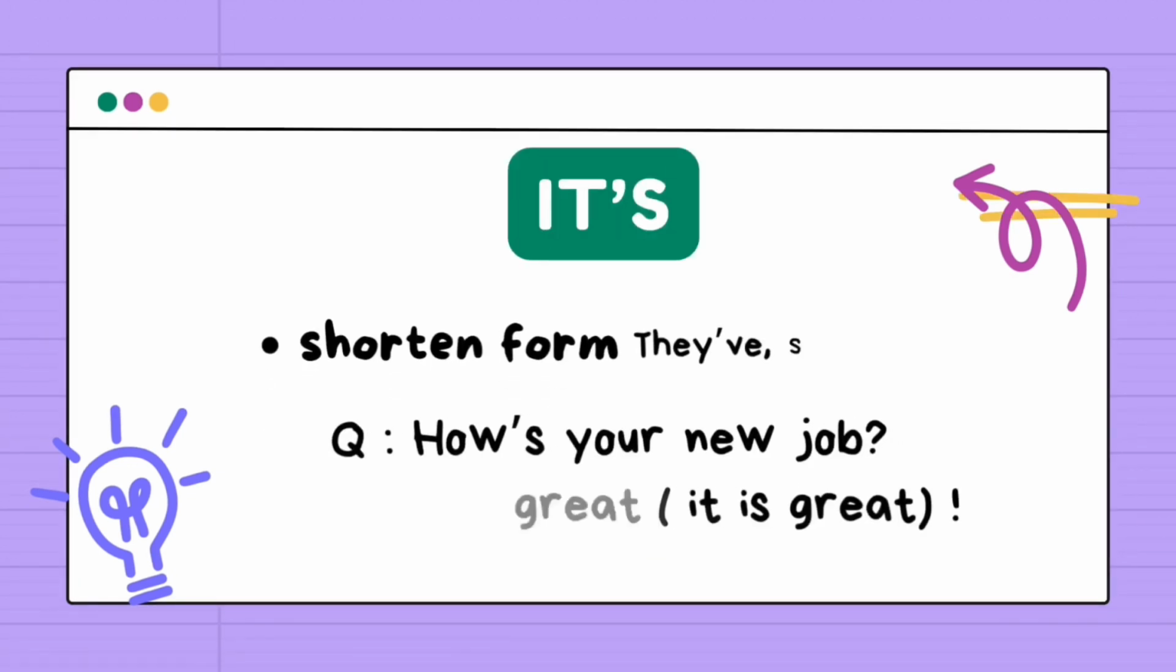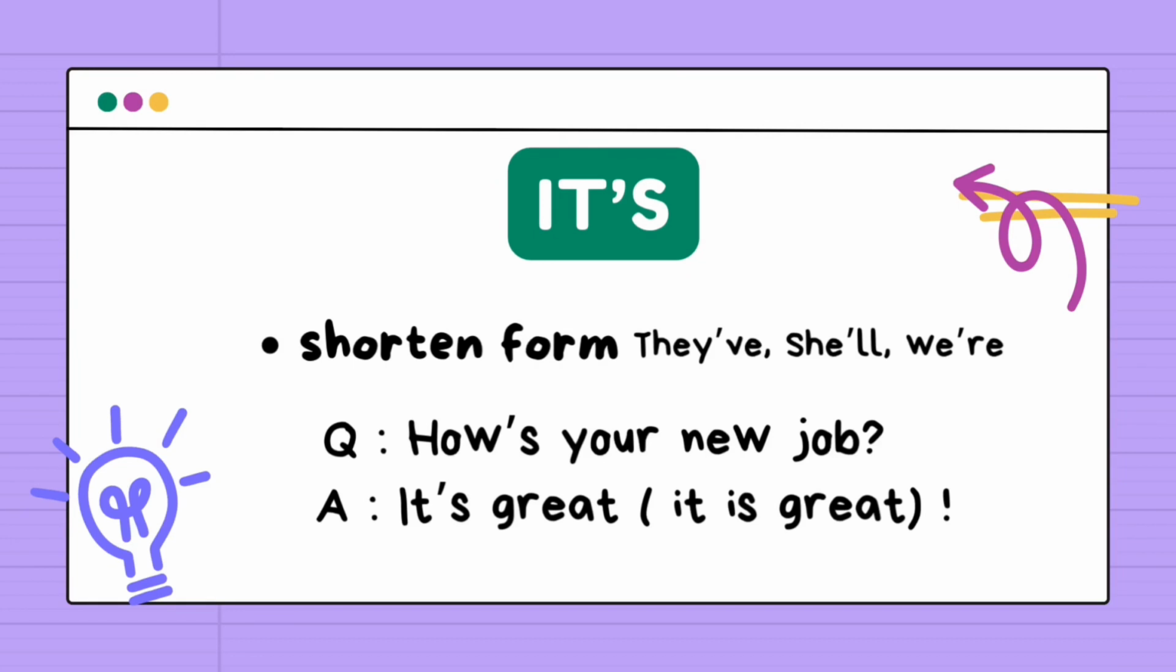For example, when someone is asking you, how's your new job? And you say, it's great. It really means that it is great, because there is an apostrophe in the word and it's called it is. So you say it's great.